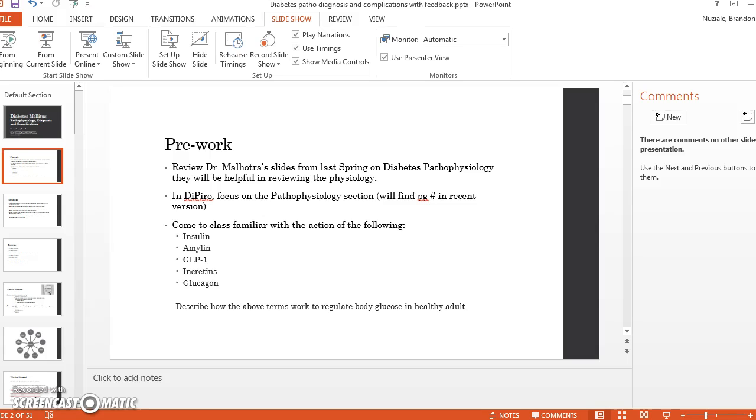I'd also like them to come to class familiar with the action of the following peptides, including insulin, amylin, GLP-1, and the other, as an example of incretin and glucagon, and describe how those work to regulate blood glucose in the healthy adult. And that should help prepare them for much of the patho discussion.